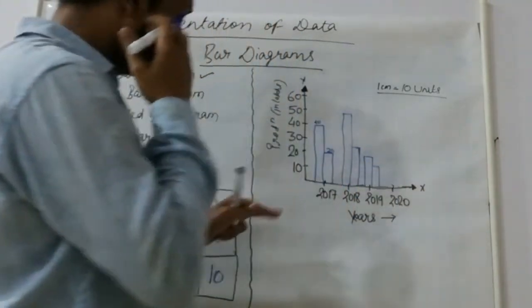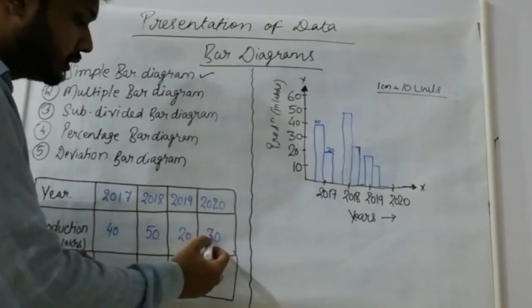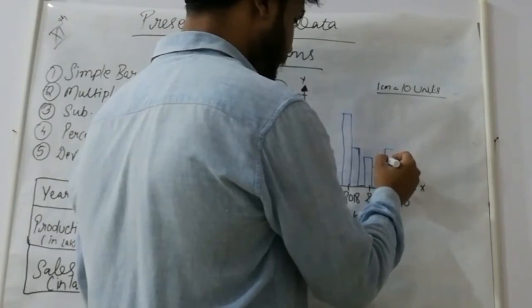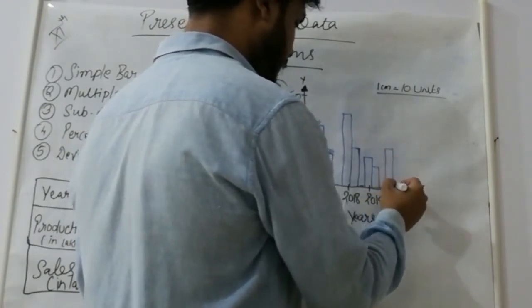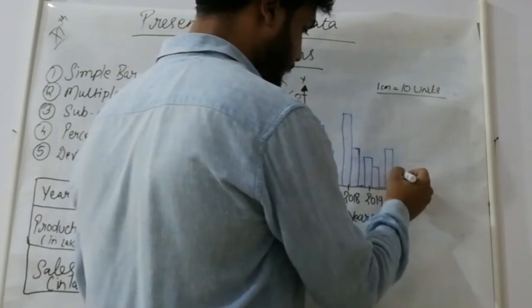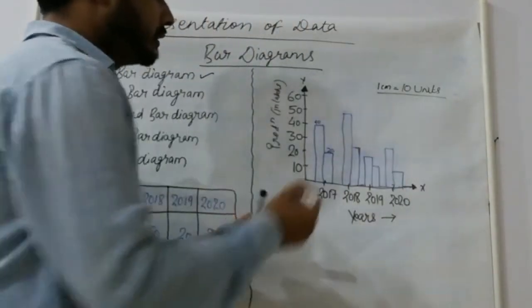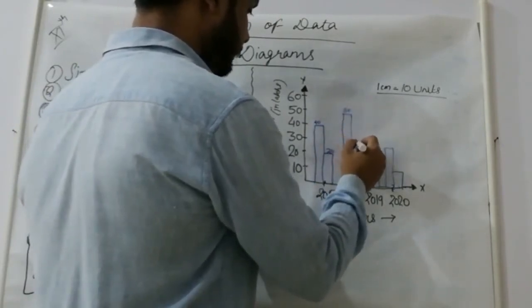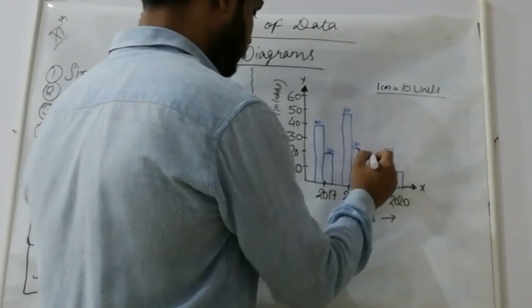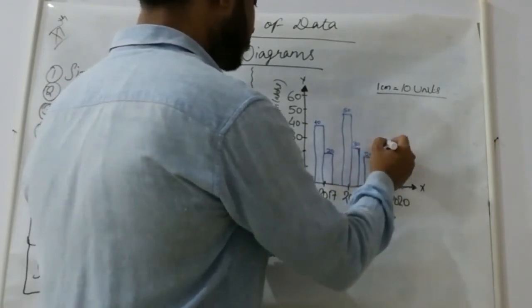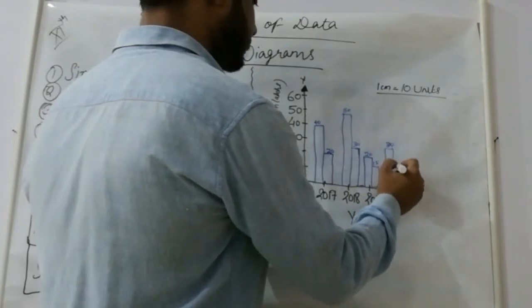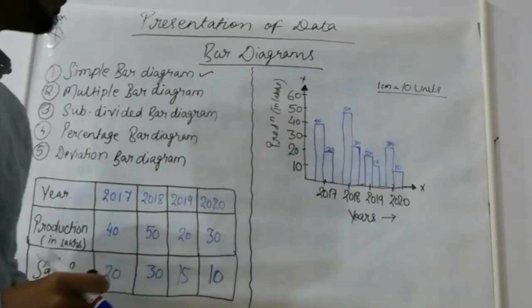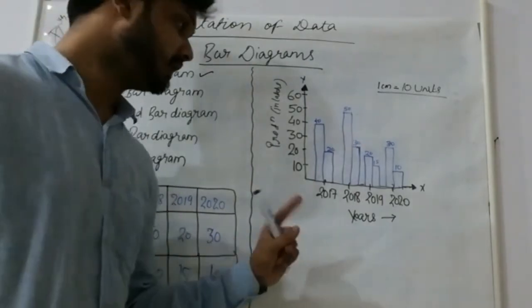Like this. And the last one, 2020, here it is given 30 is the production and 10 is the sales. So 30 is the production and 10 is the sales. You can plot the point and write the numbers here: 50, this is showing 30, this one is at 20, it is at 15, this one represents 30, and this is 10. Clear?